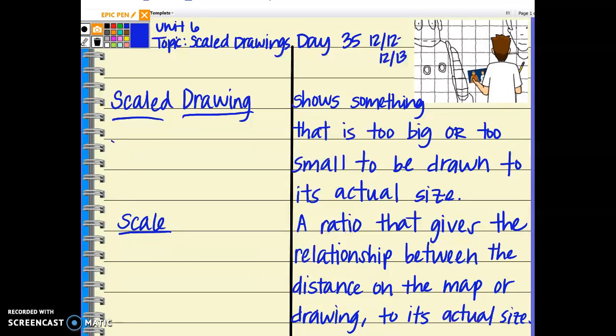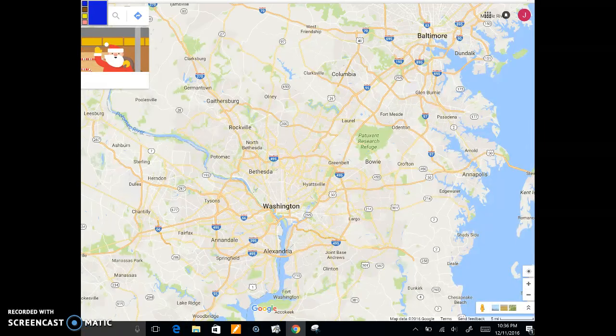So going back to that blueprint example, they would have a scale to tell the conversion. A scale is a ratio that gives the relationship between the distance on the map or drawing to its actual size. So an example of a scale, here's a map. We see Leesburg right here, see DC down here. If you look at the bottom right on the screen, we see this little amount that represents 5 miles. That would be an example of a scale.